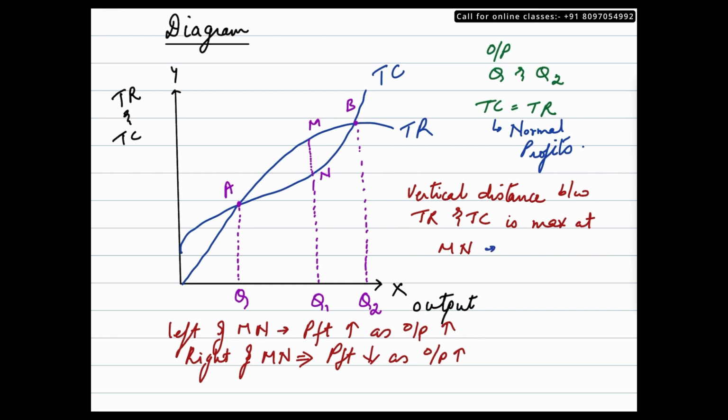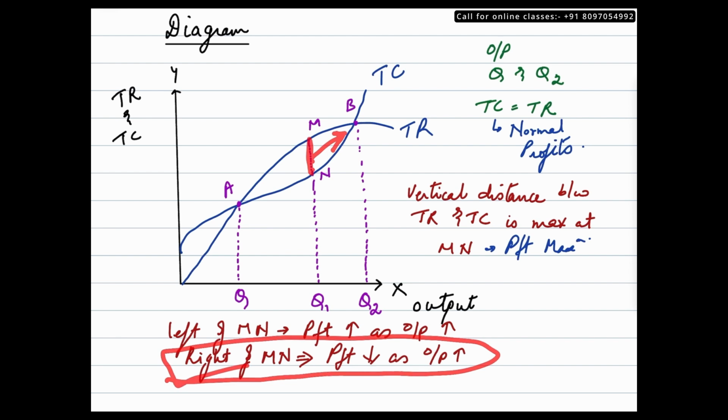All right, let me write it over here, profit maximization. So why is this profit maximization? Because first of all, the first condition, which is the vertical distance between TR and TC, is maximum, and post that the profits are falling. To the right of MN, profit tends to fall. Clear? So this is profit maximization with TR-TC approach.